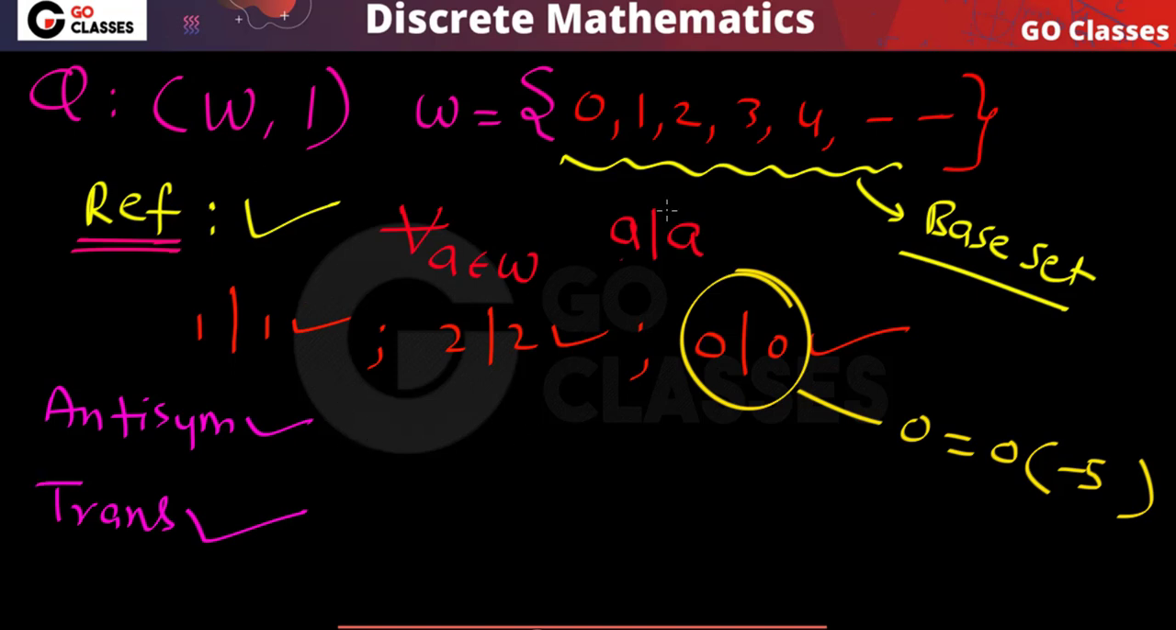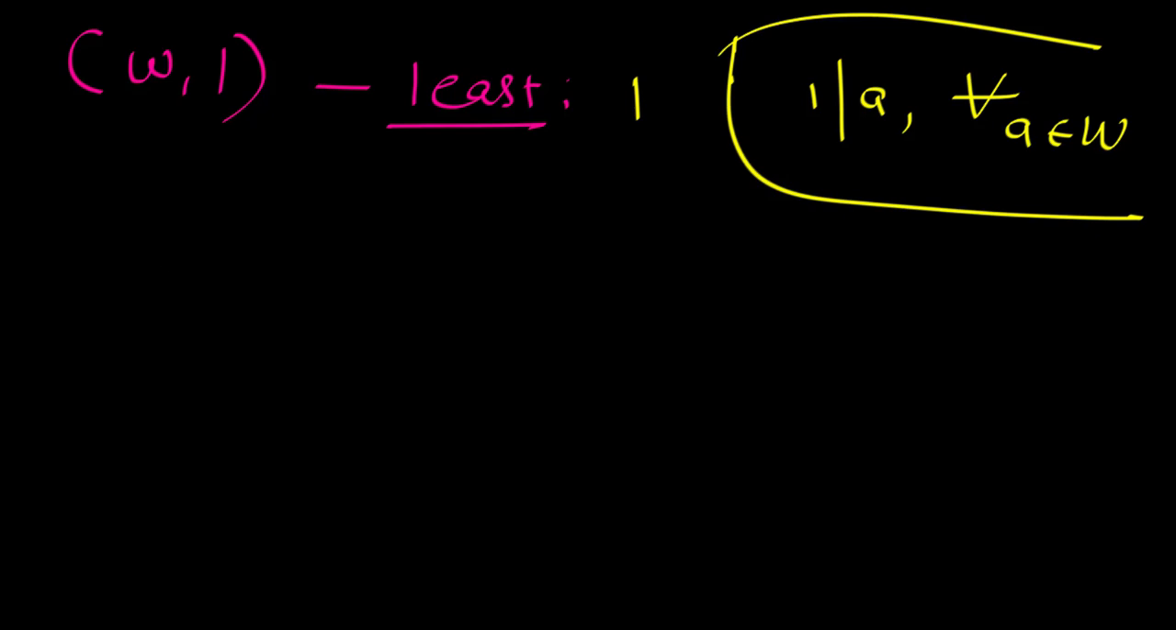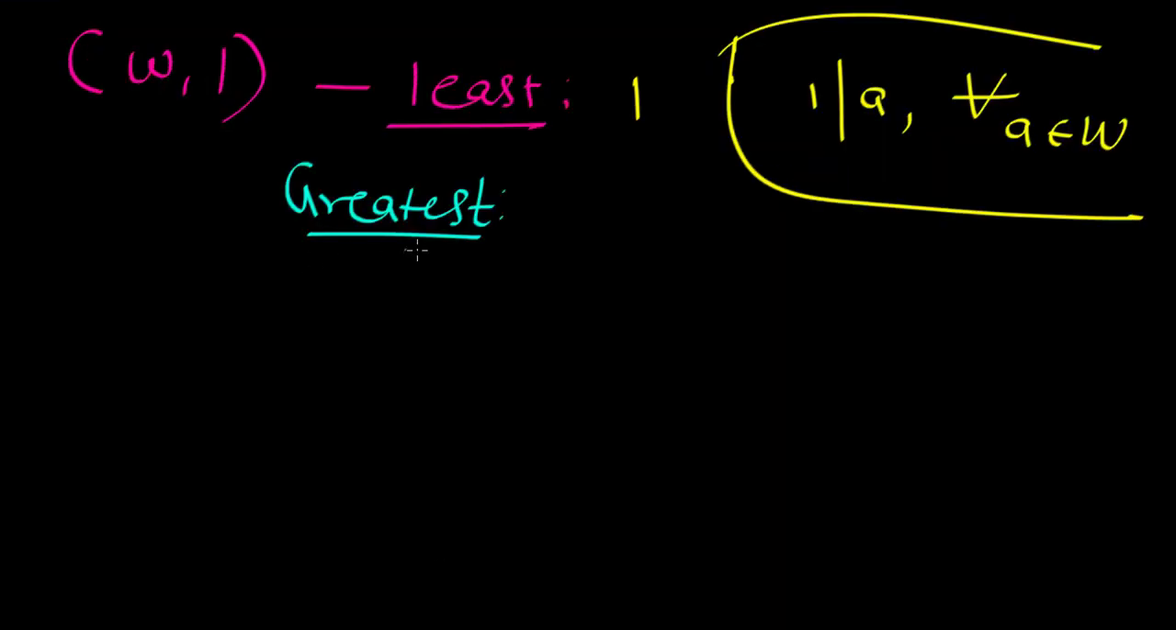Now in this W, comma, divides, what is the least element? The least element means the element which divides everything. The least element is 1, because 1 divides everything. What is the greatest element? What is the element which is divisible by all? This is your base set: 0, 1, 2, 3, 4, and so on. Do we have a greatest element?